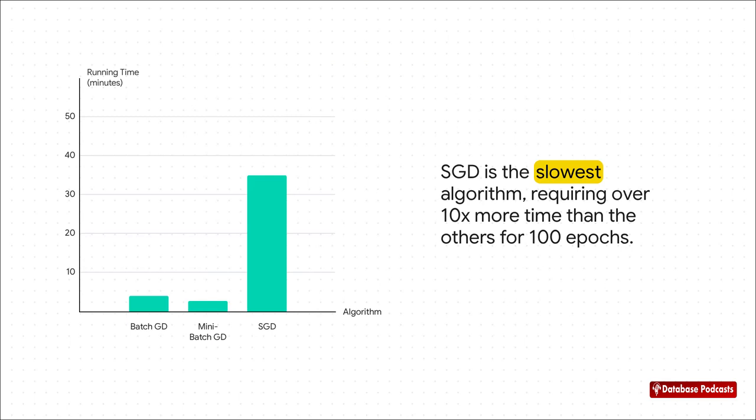This chart really makes that difference in runtime crystal clear. I mean, the time required for SGD is just in a different league. It's an order of magnitude slower for the same number of passes over the data. Mini-batch is the obvious winner when it comes to efficiency.